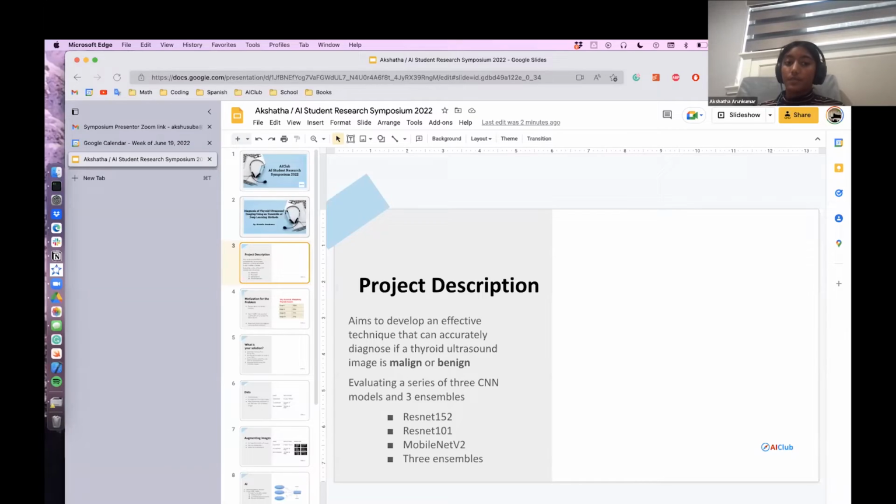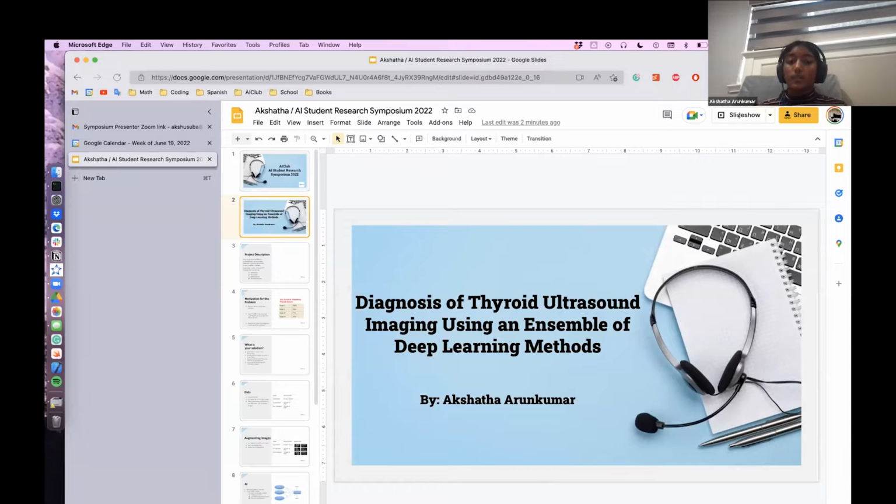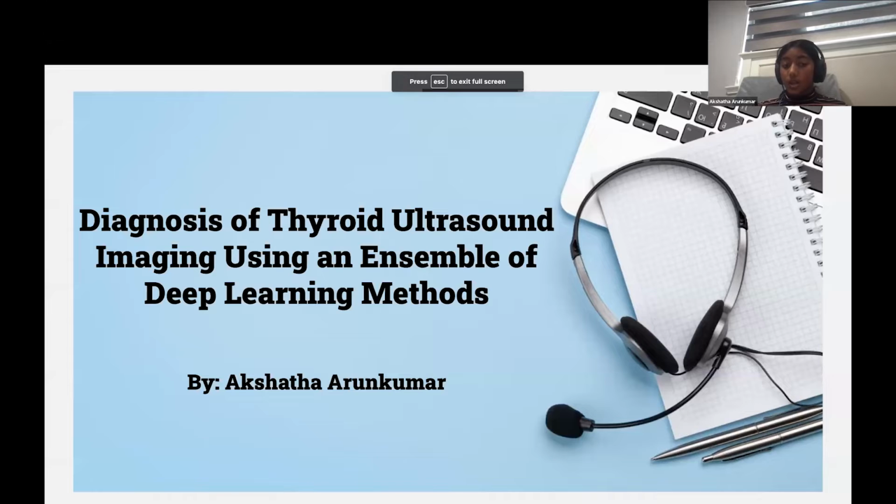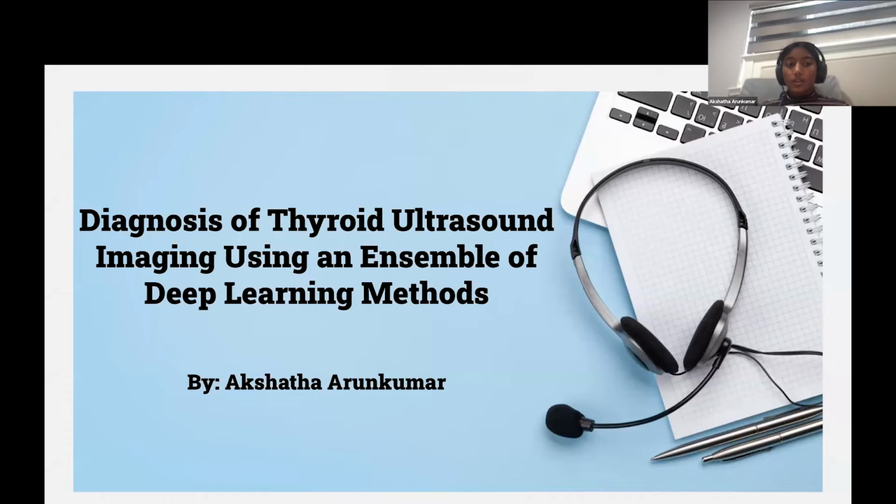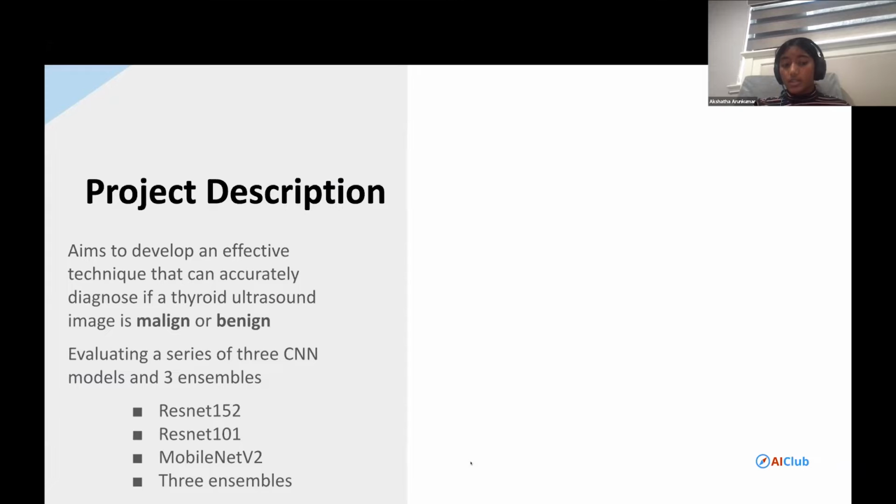All right. Hello, everybody. My name is Akshantha Kumar, and I'm an incoming 7th grader. My project is the diagnosis of thyroid ultrasound images using an ensemble of deep learning methods. My project aims to develop an effective technique that can accurately diagnose if a thyroid ultrasound image is malignant or benign. It does this by evaluating a series of 3 CNN models and 3 ensembles. The 3 CNN models are ResNet 152, ResNet 101, and MobileNet v2.